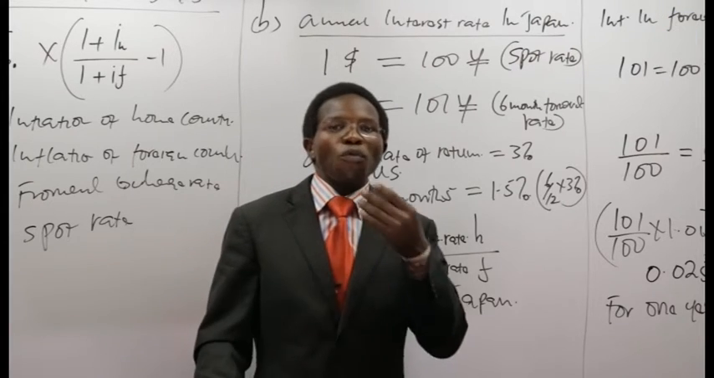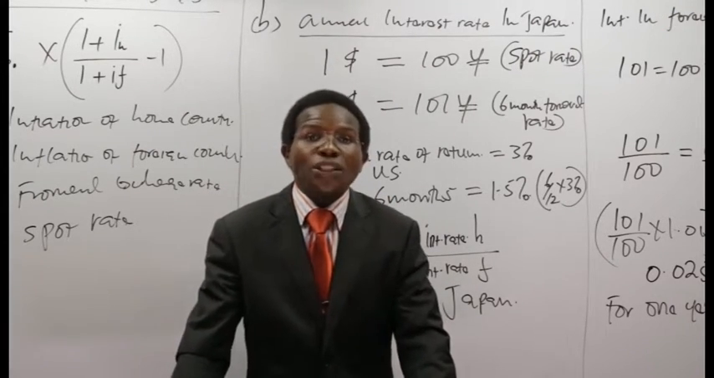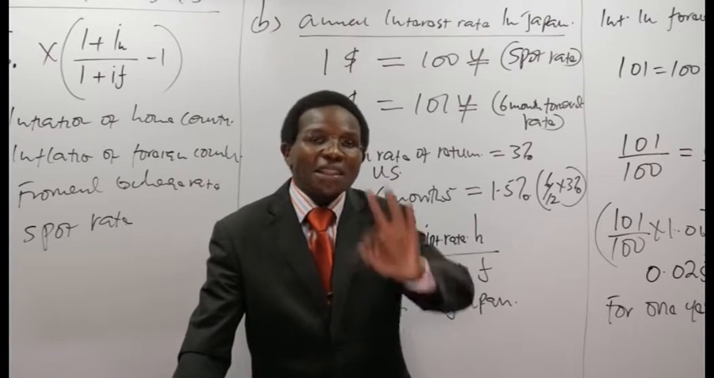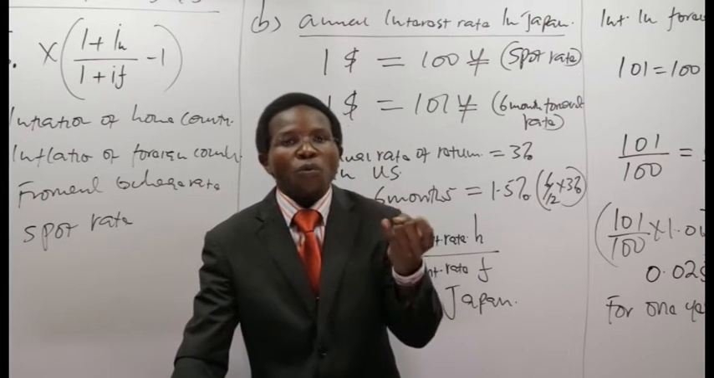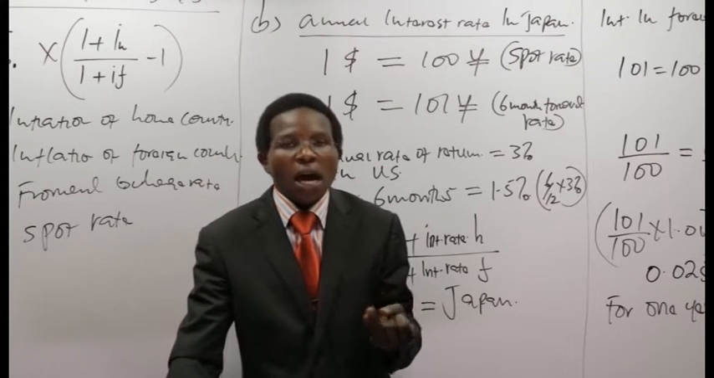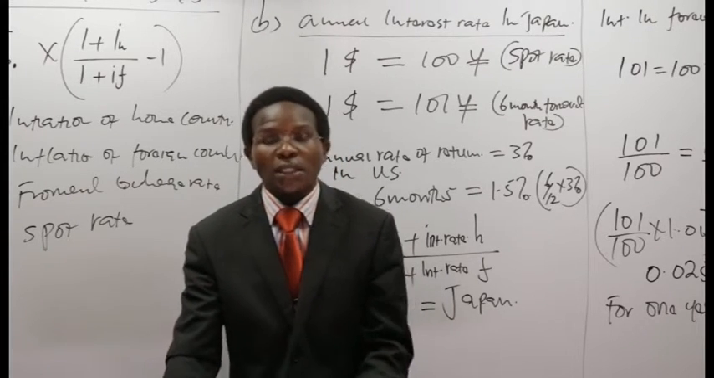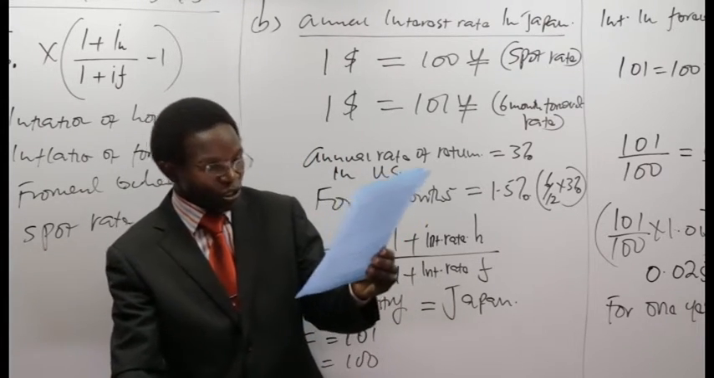Remember, when we talk of international finance, when we talk of foreign exchange, we have international arbitrage. There are 3 types of international arbitrage. 1, we have the locational arbitrage. 2, we have the triangular arbitrage, and we also have the covered interest arbitrage. So this one, we are looking at triangular arbitrage.